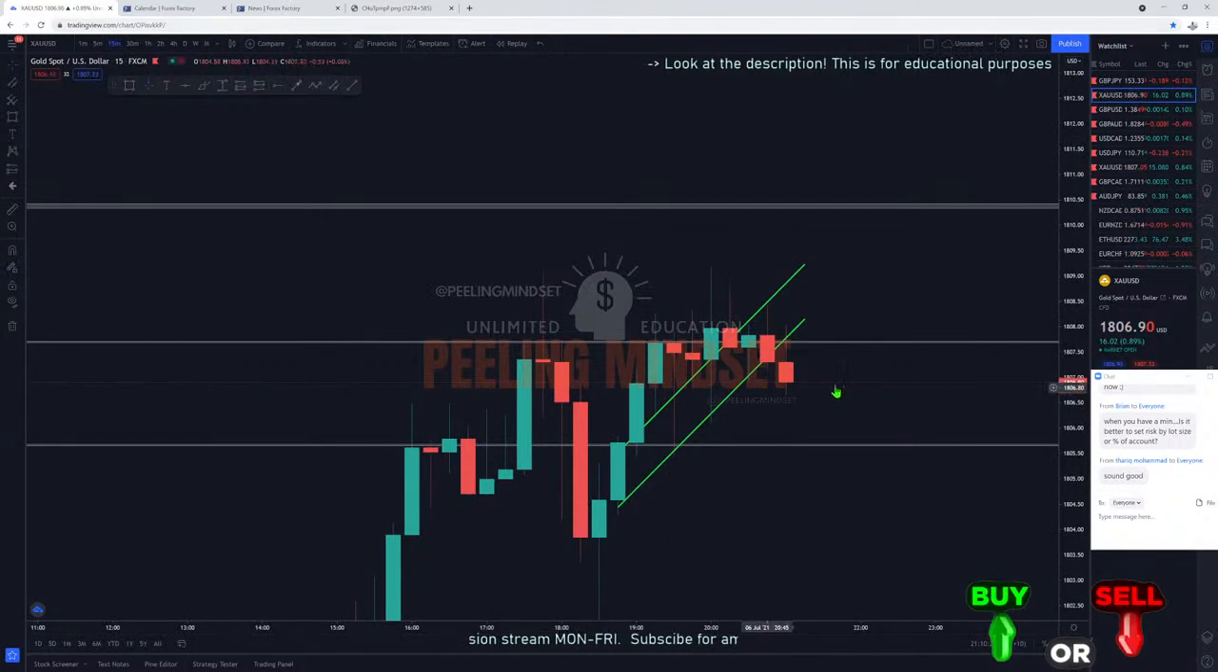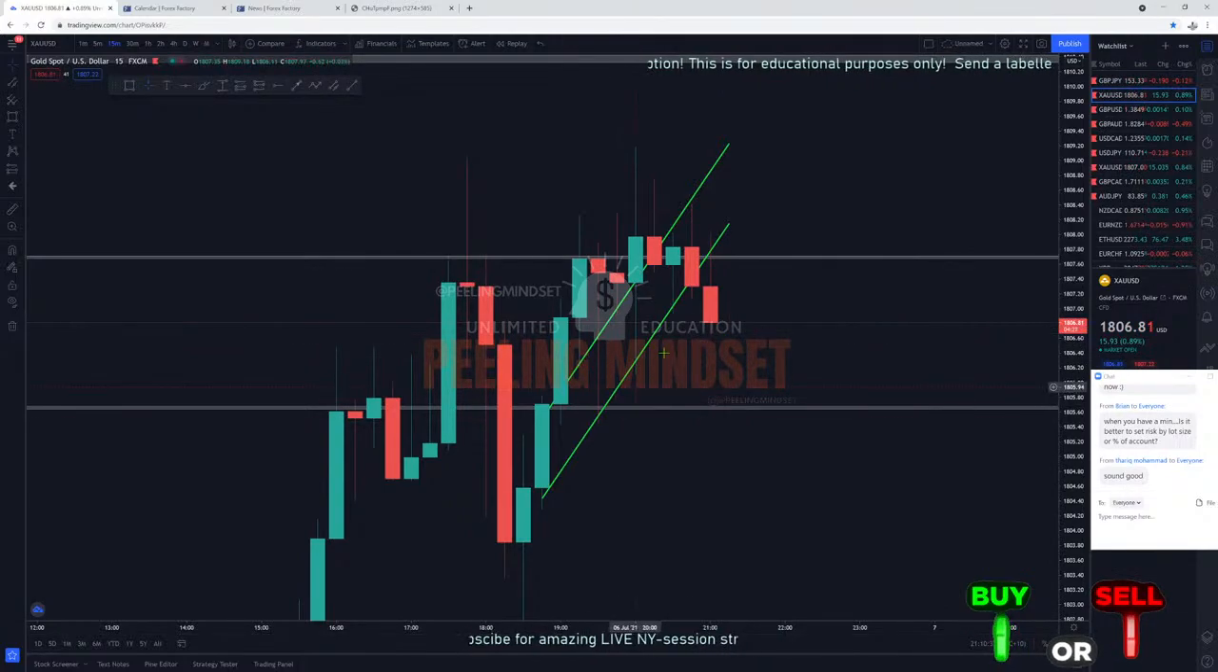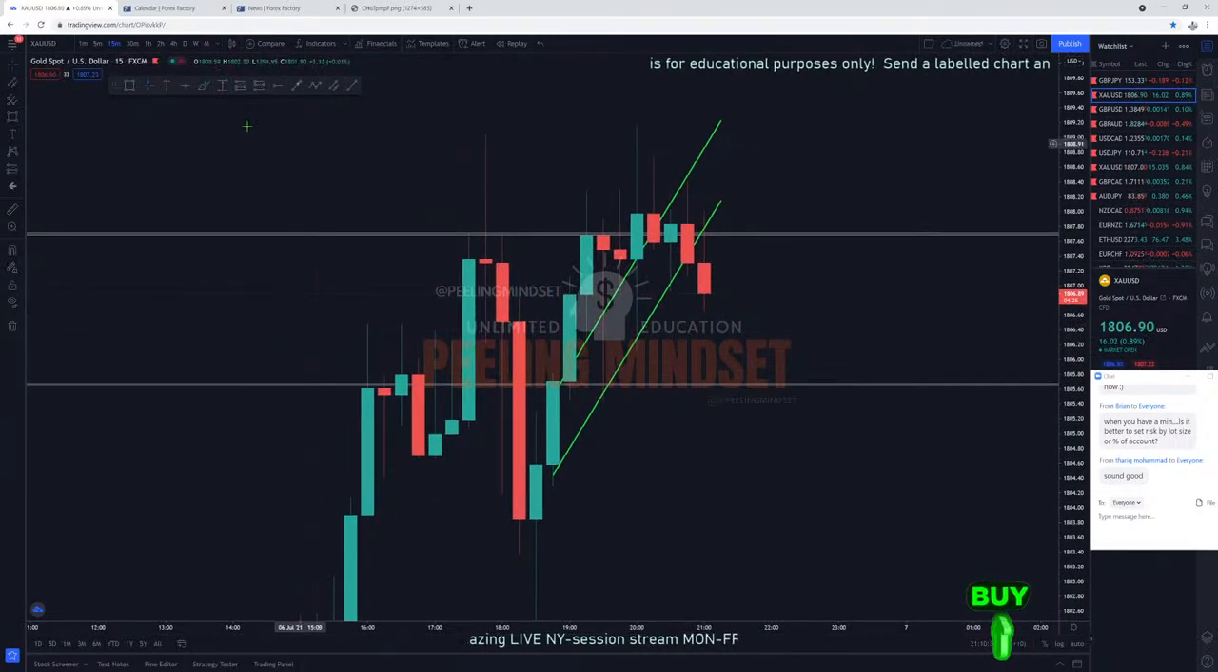All right, so the current 15-minute candle is kind of rejecting the top in gold, and it seems like it can actually push down here. Let's see what's going to happen.